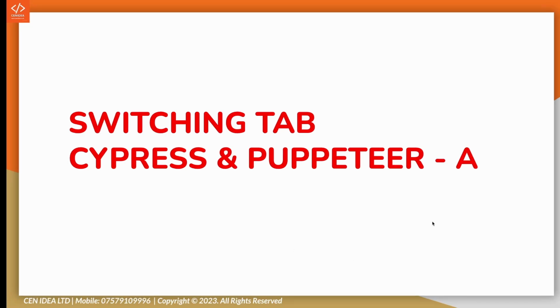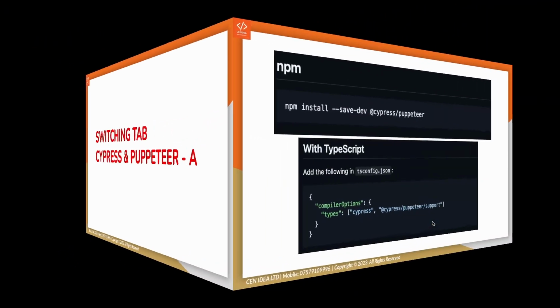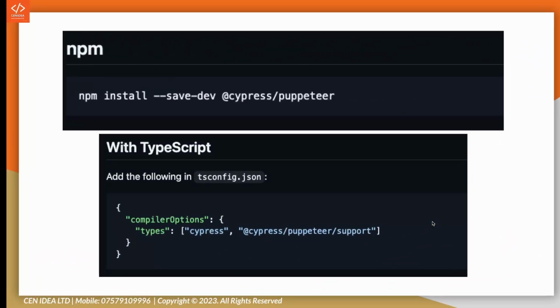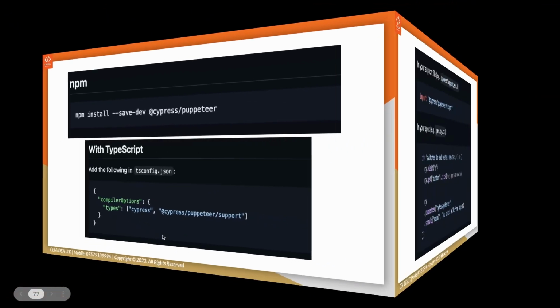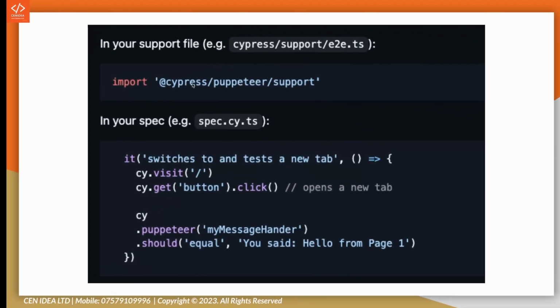Obviously in option A we see how to do the setup as well. So let's go. The first thing you need to do is npm install --save-dev @cypress/puppeteer. This gets you set up. For TypeScript guys, an extra thing you need to do is to add @cypress/puppeteer/support in your types. And then that's it really. The last thing is to go to your Cypress support e2e.ts and import this option. Once that is done, you just write your test.